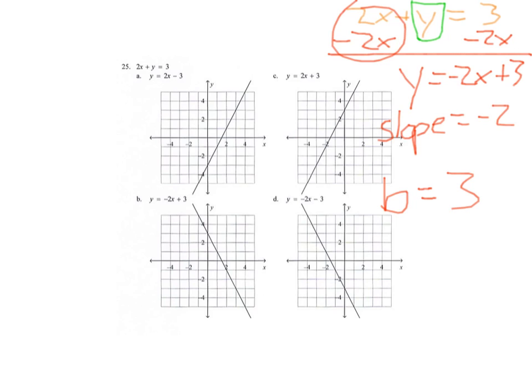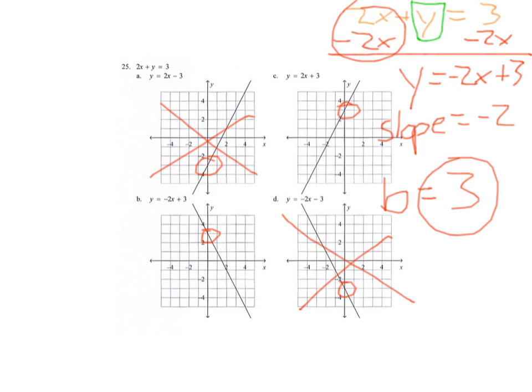So we're looking for a y-intercept of 3. That's negative 3, so that doesn't work. That's positive 3, so that works. Another positive 3, so that's a possibility. Negative 3, so that doesn't work. Now we need a negative slope. Got a slope, a negative slope.